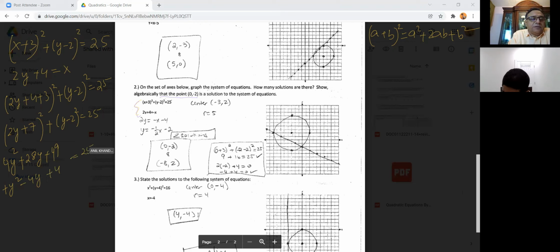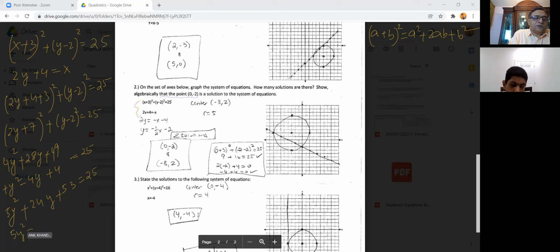Now you simplify. So we get 5y square and we have plus 24y, and when you add this, you get 53 equals 25, right? That is what you get. 5y square. So bring all the terms together and then use the quadratic formula. You could factor also.